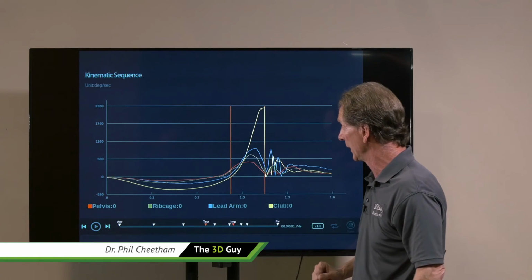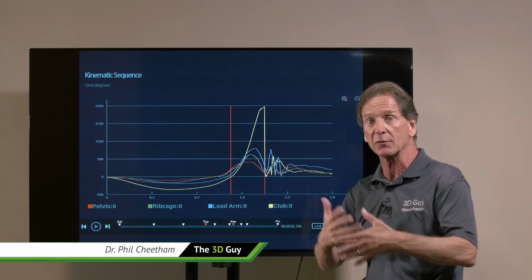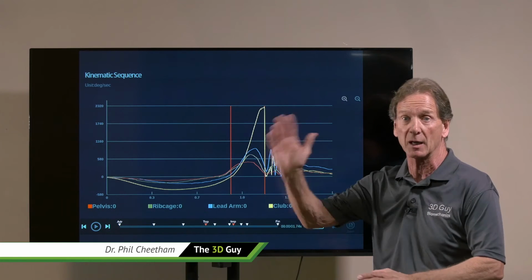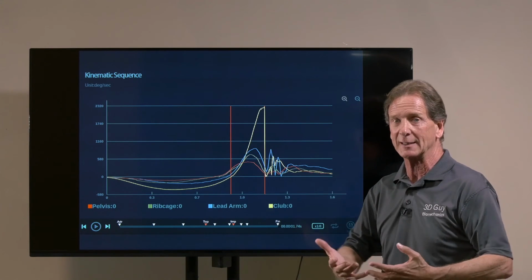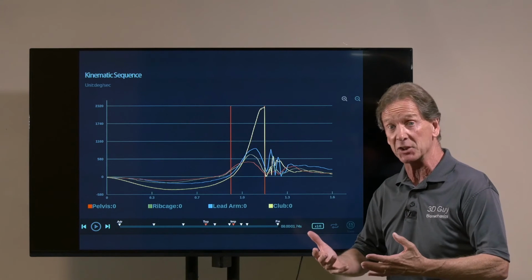This is a good example right here. If that's out of order, and we see, like, the arms going before the shoulders, then we know we're losing and leaking speed, losing energy.